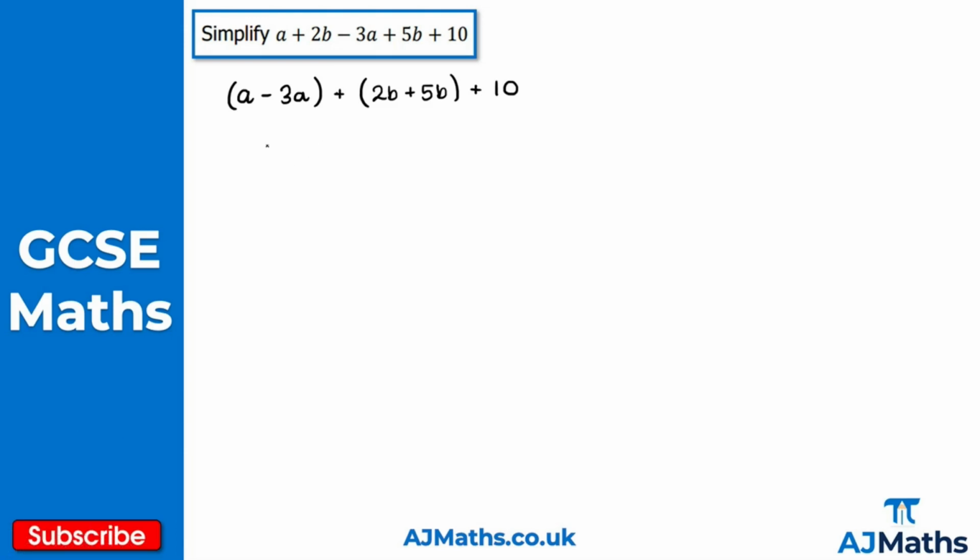So minus 2a. There we go. And then 2b plus 5b gives me 7b. And then finally, we've got this plus 10 here. Like we said, we can't do anything with that. I can't add anything to it and I can't subtract anything from it, so we just leave it as it is. And there we have it. That's our solution to question 1.